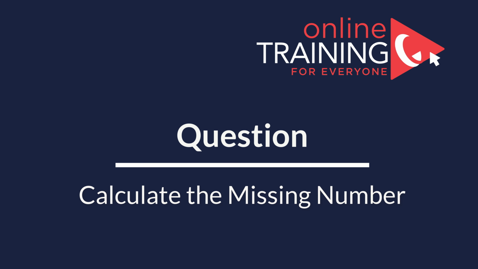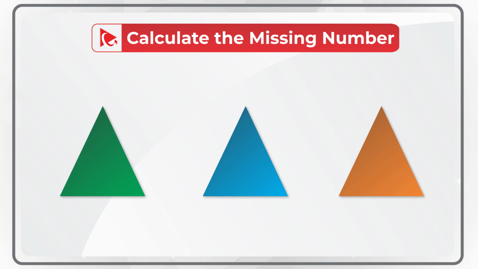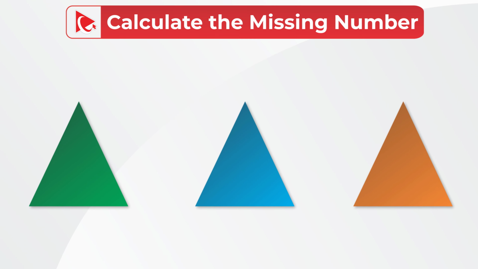Here's a very interesting question to see how quickly and effectively you can solve the challenge. You're presented with 3 triangles. Each triangle has numbers in the corners, as well as the number in the middle. First triangle has numbers 4, 18, and 2, and number in the middle 3.